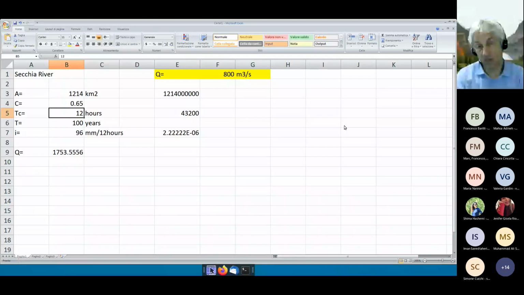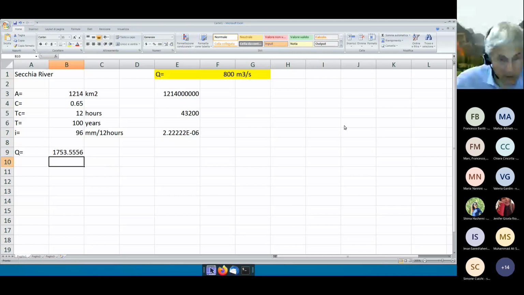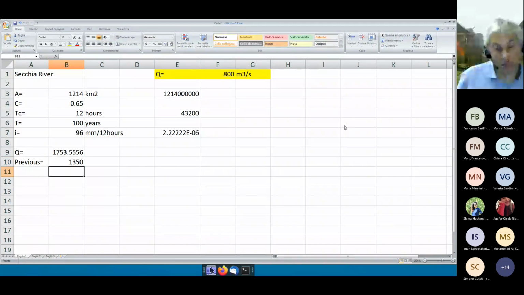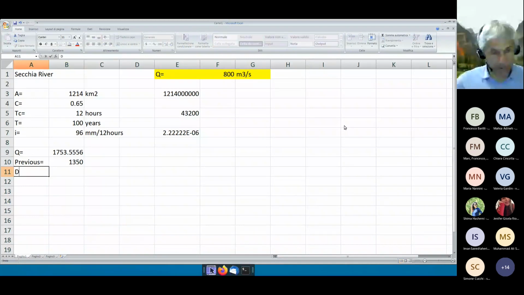Of course, I don't have an estimate of uncertainty. So if my previous computation was something like, I put it here, previous, it was something like 1350. And then the delta is plus this minus this.